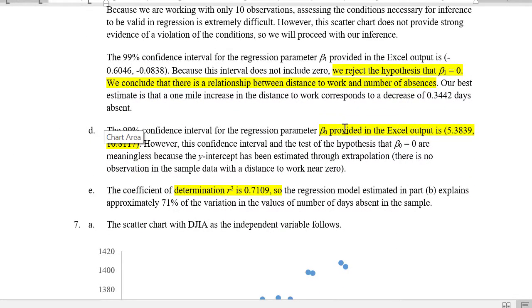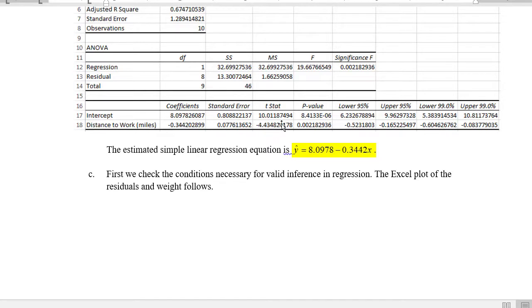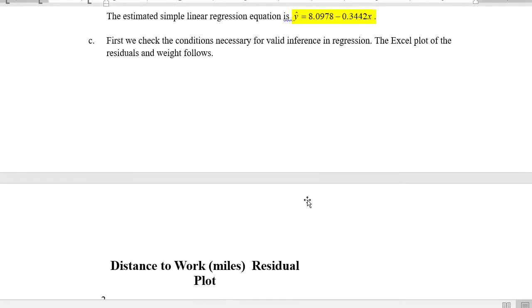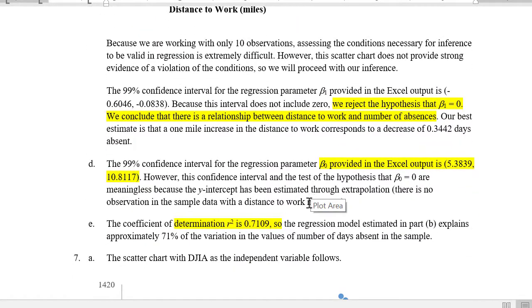With part D, B0, we again look at that p-value for B0 here. That'd be 8.4 times 10 to the minus 6th. So we would reject again, but does that make sense? We would say that probably doesn't make sense. So again, I'm just looking to see if you really understood whether you rejected or not.